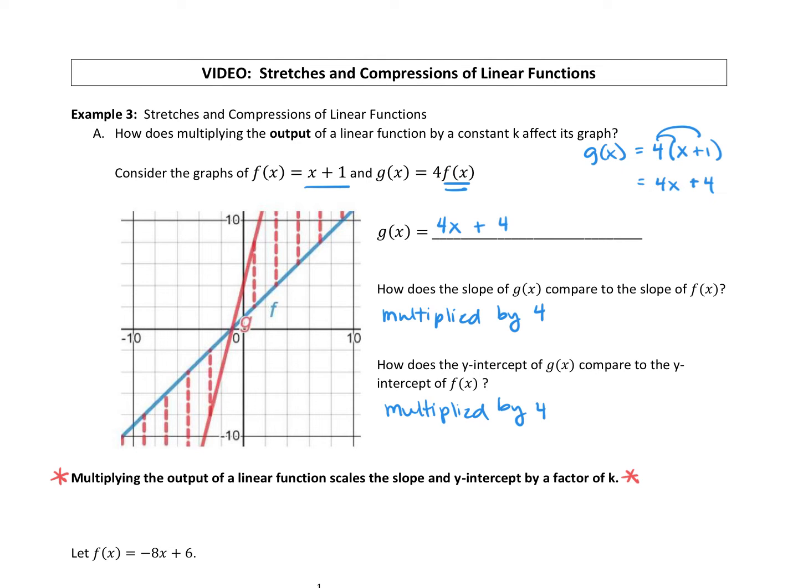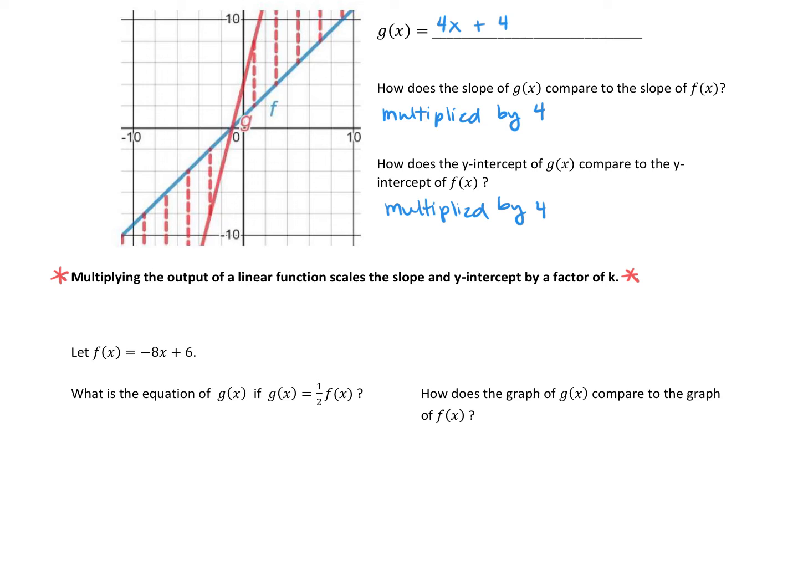If you are multiplying the output of your function by a constant k, let's just make a note that that is what we call a vertical stretch or compression. We'll talk about the difference between those two vocab words in class, but if you are multiplying the output, the entire function gets multiplied by a constant, that's a vertical stretch or compression. So let's just look at an example.